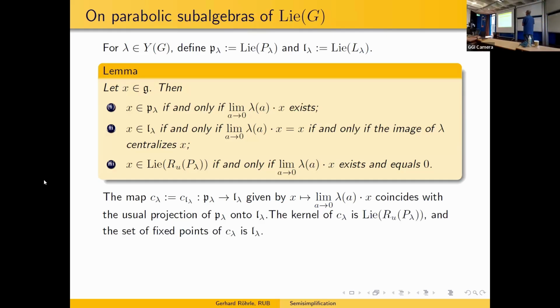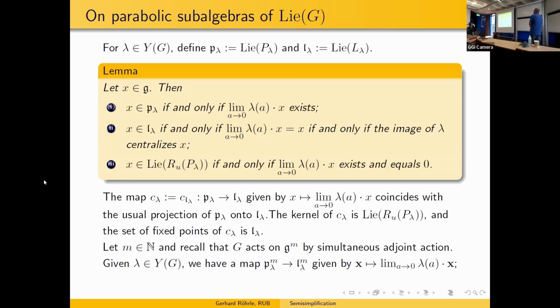The kernel is the Lie algebra of the unipotent radical. I don't think I gave it a name. That's completely analogous to the group setting. And once again, I want to use the same notation for the m-fold Cartesian product. So I can map little p lambda to the m into little l lambda to the m just by simultaneously taking the limit at each coordinate. This is not any different than before. So I call this map again c lambda, just as I did in the group setting.